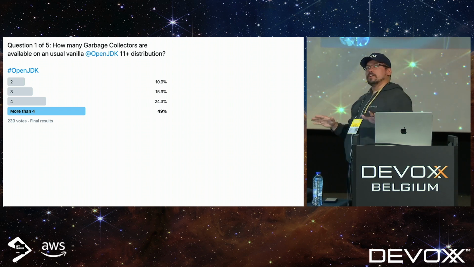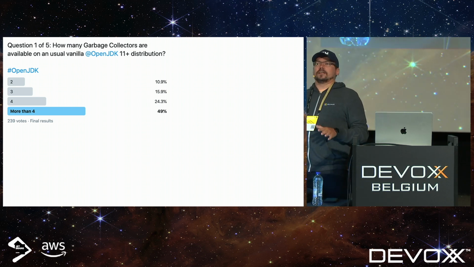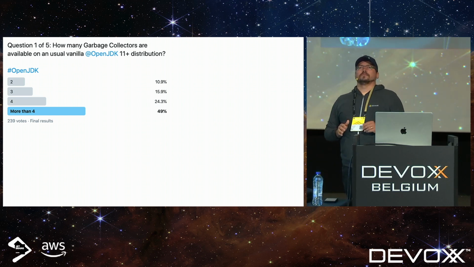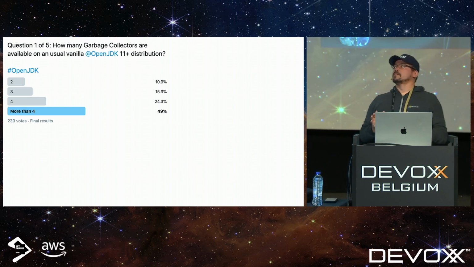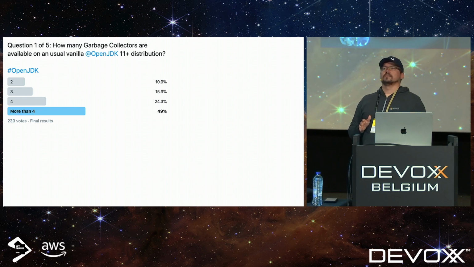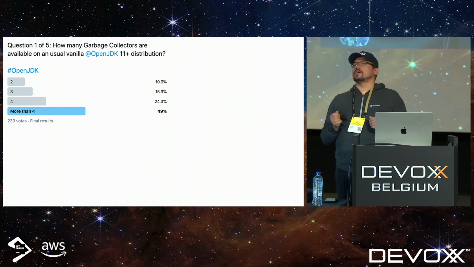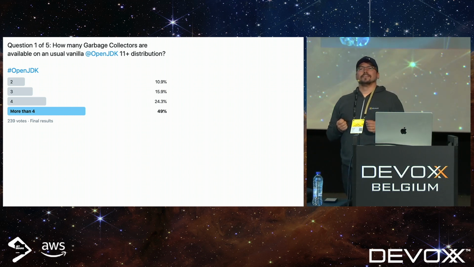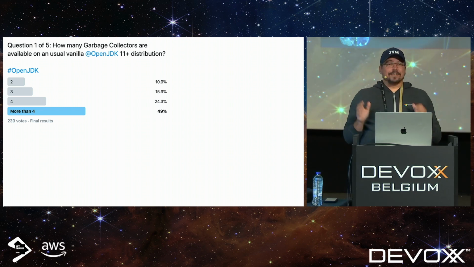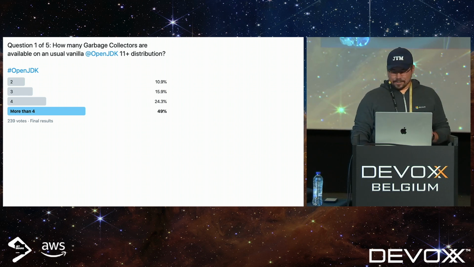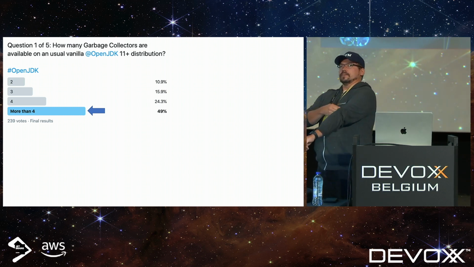But I want to ask you here, who believes there are only 2 garbage collectors in the JDK? Raise your hand. Who believes it's 3? Okay, a few hands. Who believes it's 4? All right, more hands than 3. Who believes it's more than 4? Okay, and raise your hand if you didn't raise your hand before. All right. You can take a guess. That's the idea here. The right answer is more than 4. There are more than 4 garbage collectors available in a vanilla OpenJDK distribution.